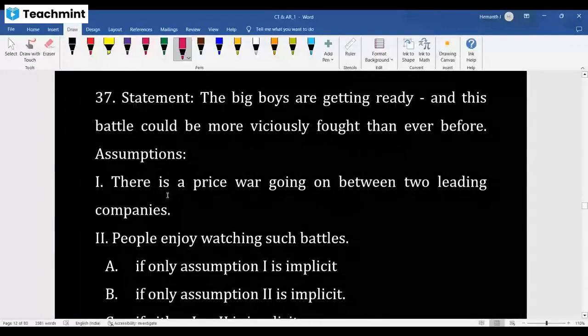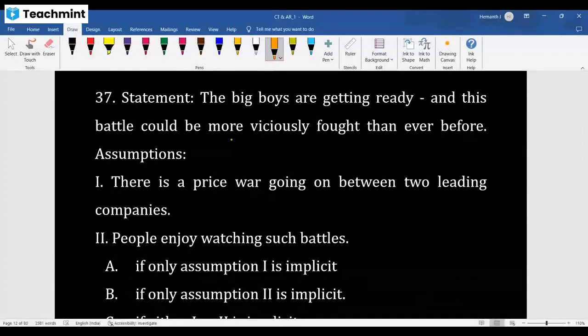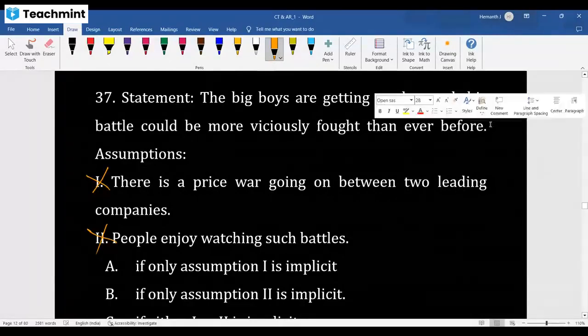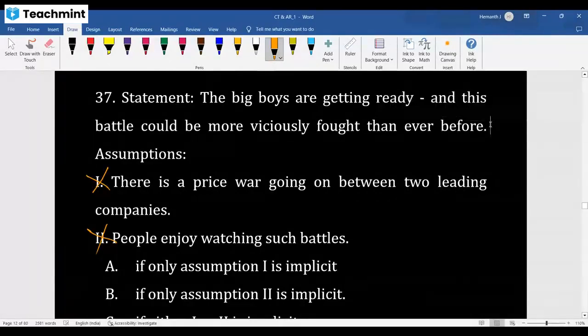The big boys are getting ready, and this battle could be more viciously fought than ever before. Okay, there is a price war going on between two leading companies. That's not related to that statement. People enjoy watching such battles. No, if it is regarding a battle, regarding war, people won't enjoy. It's not related to that. Both assumptions are not suitable here.